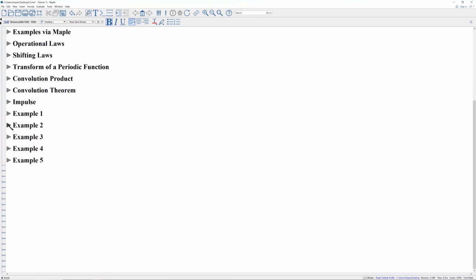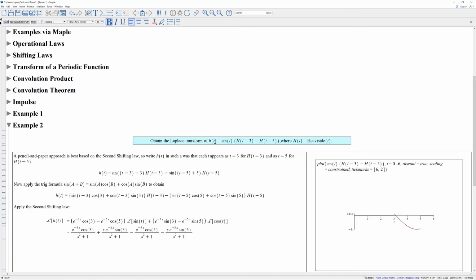So here's a second example. Take the transform of the function sine t multiplied by the difference of these two Heaviside functions, and the difference of these two Heaviside functions is what I call a pulse. 0 until you get to 3, jumps up to 1, stays at 1 till you hit 5, drops back to 0, and it's off. So it's like turning a switch on at time 3 and turning it off again at time 5.